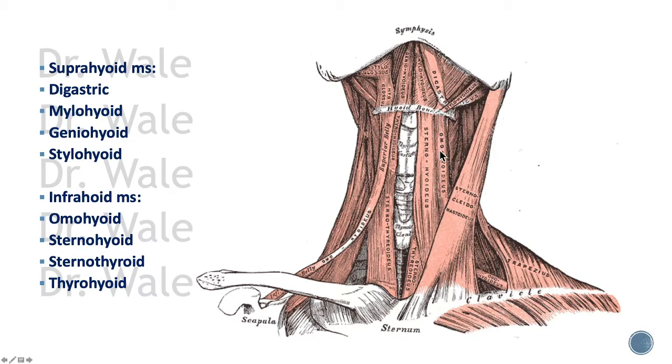Infrahyoid muscles: we have the omohyoid, which has two bellies, so it's classified as digastric. By the way, there is a digastric classification, a muscle that has two bellies. Omohyoid has a superior belly in the anterior triangle, and an inferior belly in the posterior triangle. And remember, we mentioned the omohyoid inferior belly as the muscle that subdivides the posterior triangle into supraclavicular and occipital.